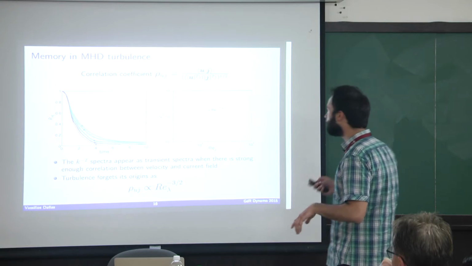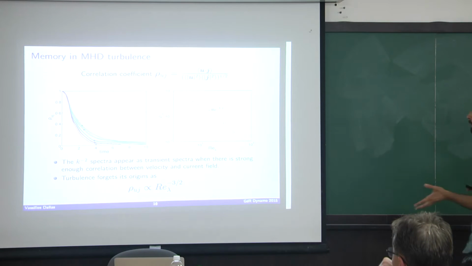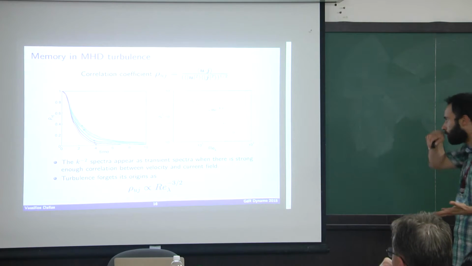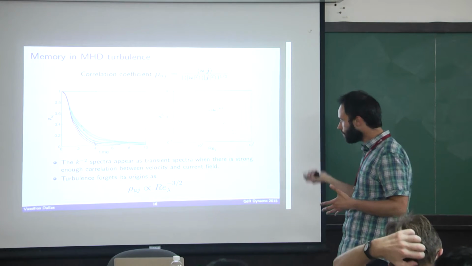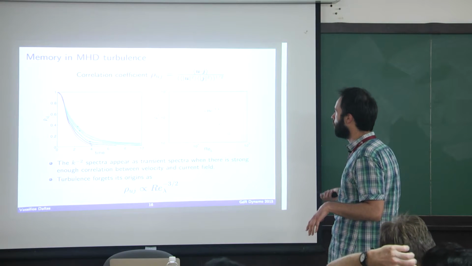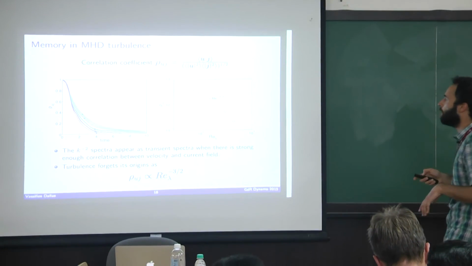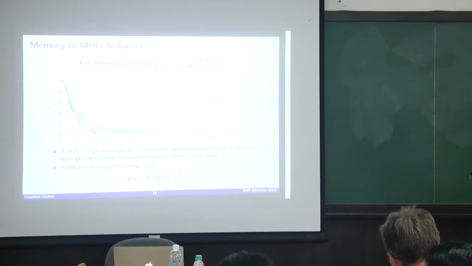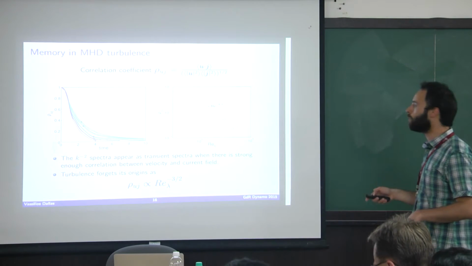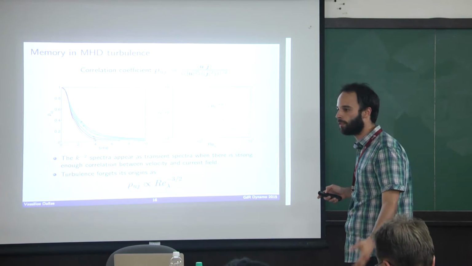So let's see now what is the effect of the initial conditions on our spectra and on our flow. Here I'm defining the correlation coefficient in this way between U and J. And of course, at time t equals 0, this is 1. This is how we have set it in.